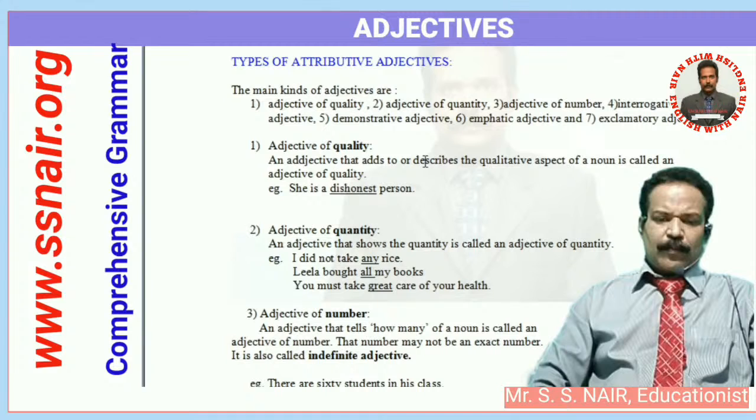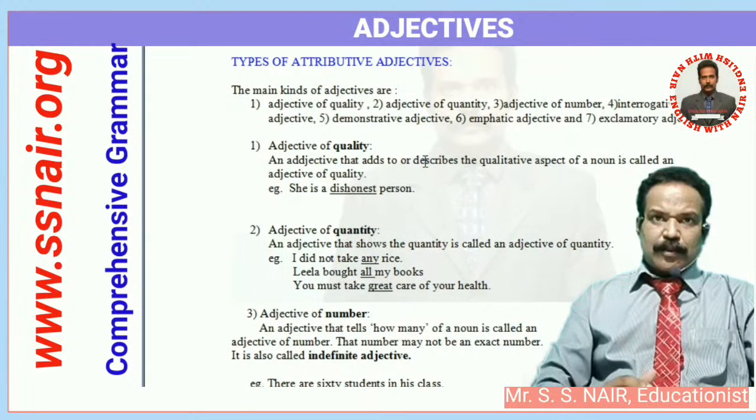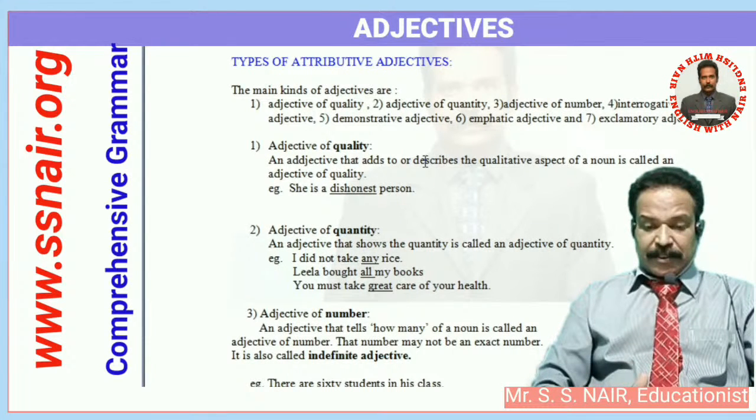Now the first and foremost is adjective of quality. Adjective that adds to or describes the qualitative aspect of a noun is called adjective of quality. So this adjective, it describes the qualitative aspects of noun. That is, what sort of quality that person or the object has. Let's take an example. She's a dishonest person. Here, dishonest shows the quality of the person. So dishonest is an adjective, and if you go into detail, then it's called adjective of quality.